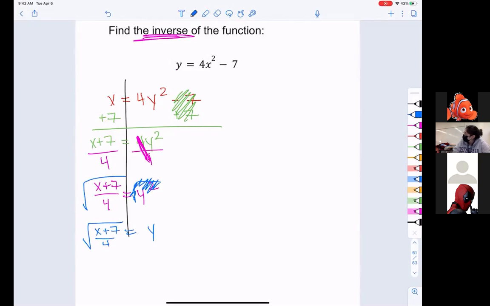And see how all of that is inside the square root symbol? So now we're going to go over here and write our final answer. We have y equals square root of x plus 7 divided by 4. Is this an acceptable answer? Is this a good answer? Maybe the better question is, can we have another answer? Yes, no, maybe so, I don't know.